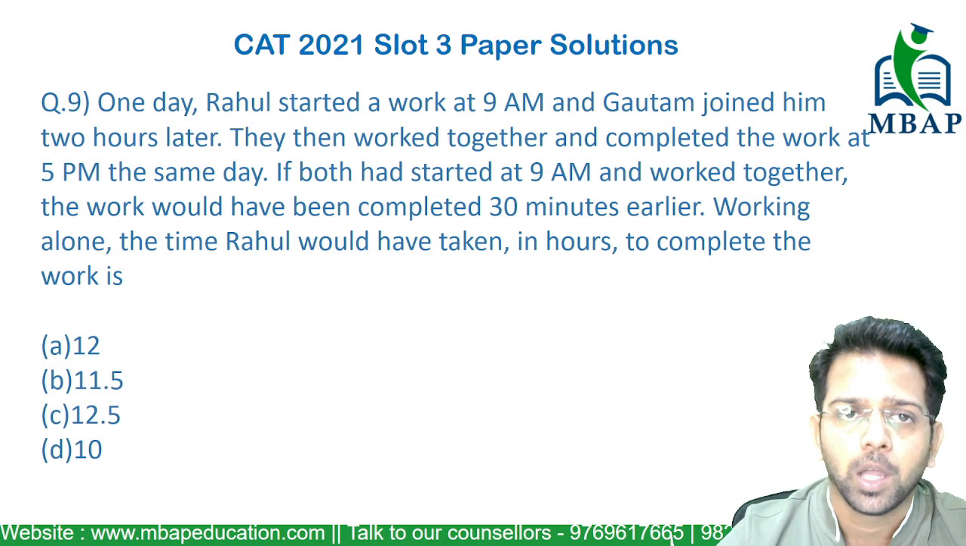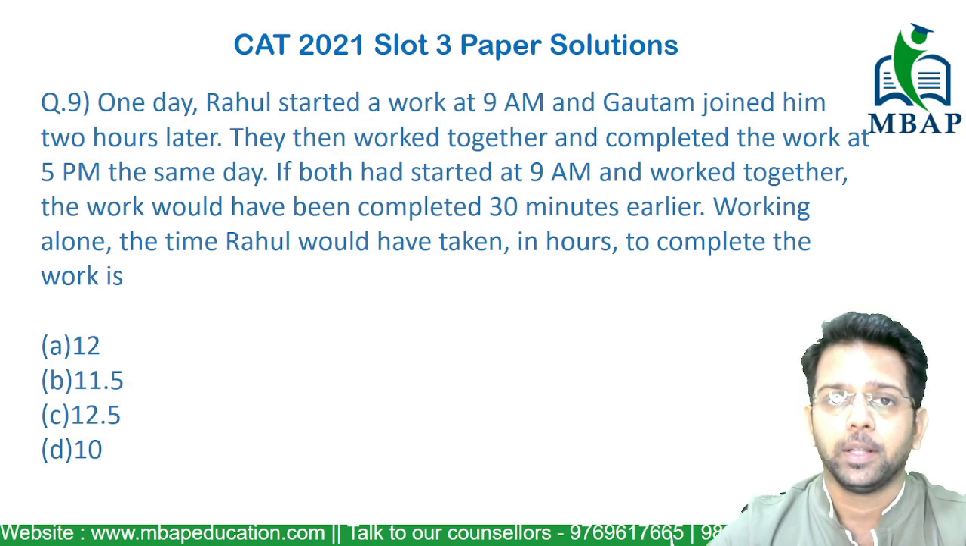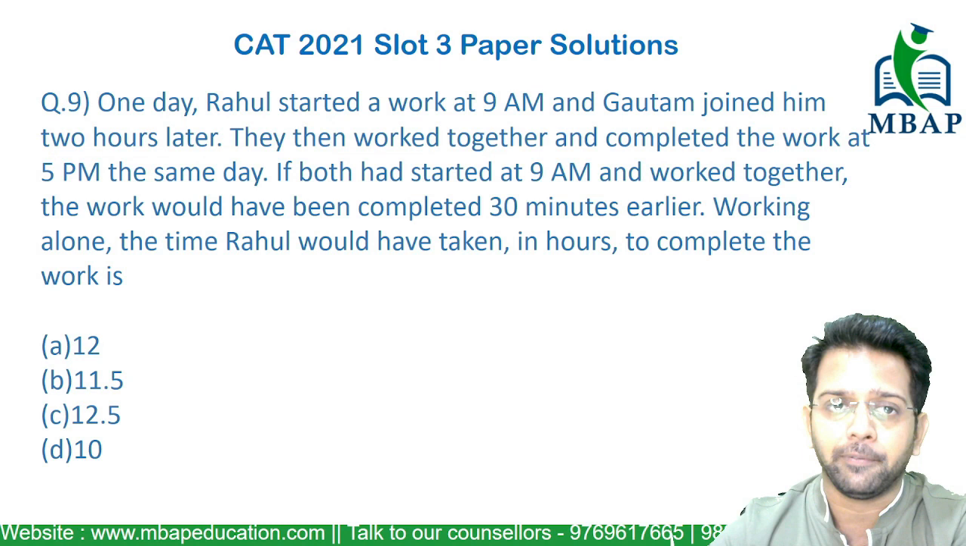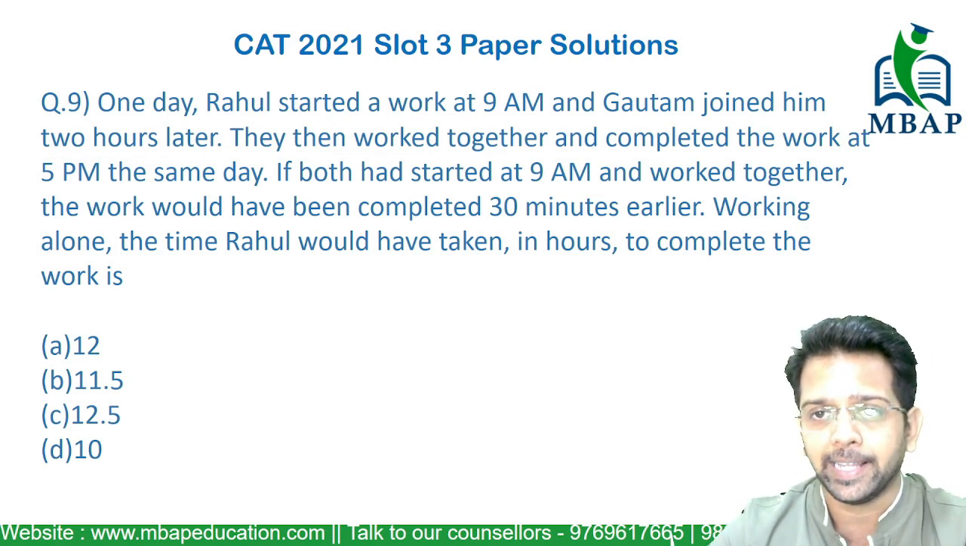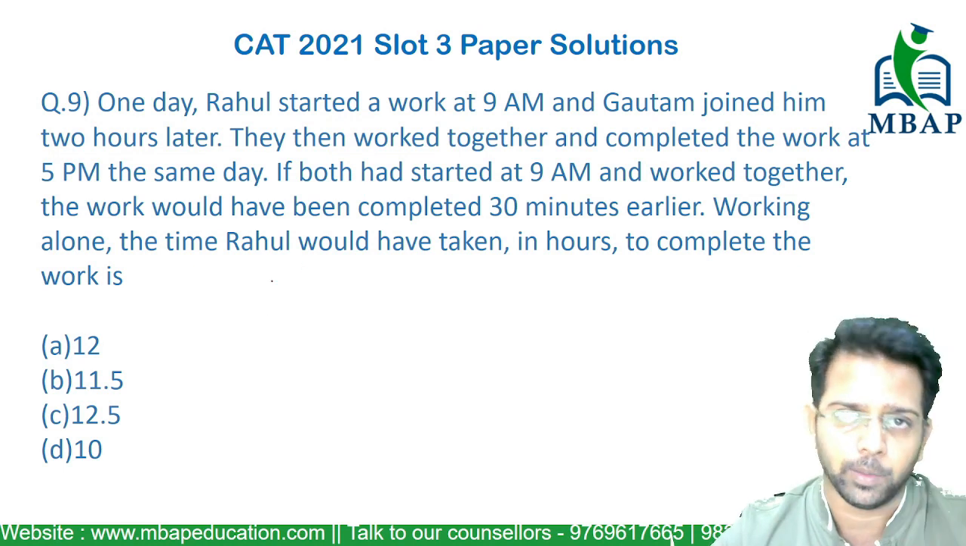The question says, one day Rahul started a work at 9 a.m. Gautam joined him 2 hours later. Then they both worked together and finished the work by 5 p.m. on the same day. If both had started the work at 9 a.m. and worked together, then the work would have been done 30 minutes earlier. And the question is, find the time Rahul will take to complete the entire work alone.